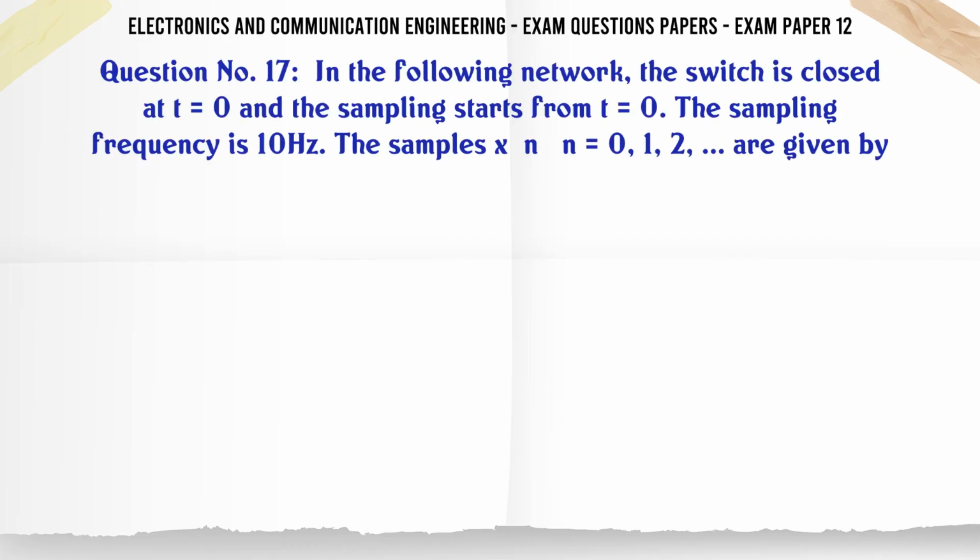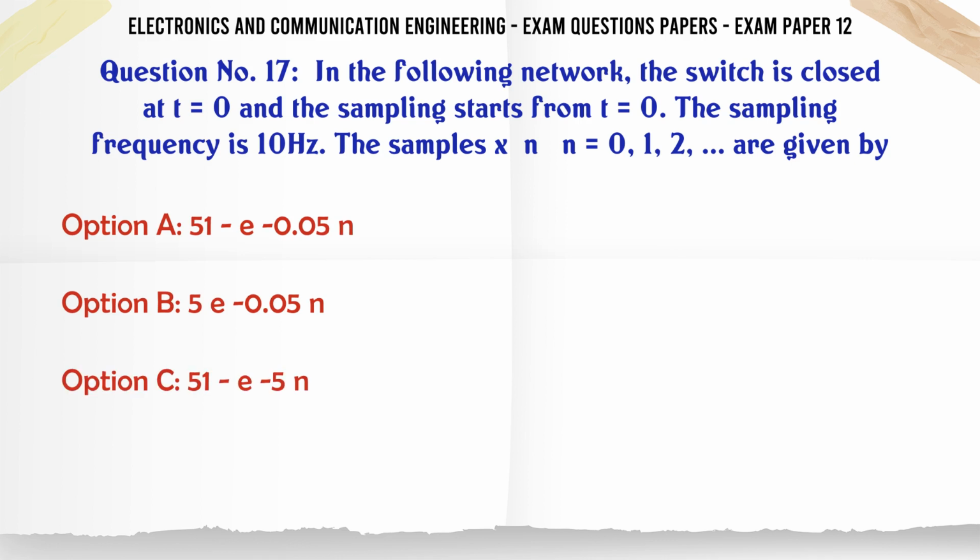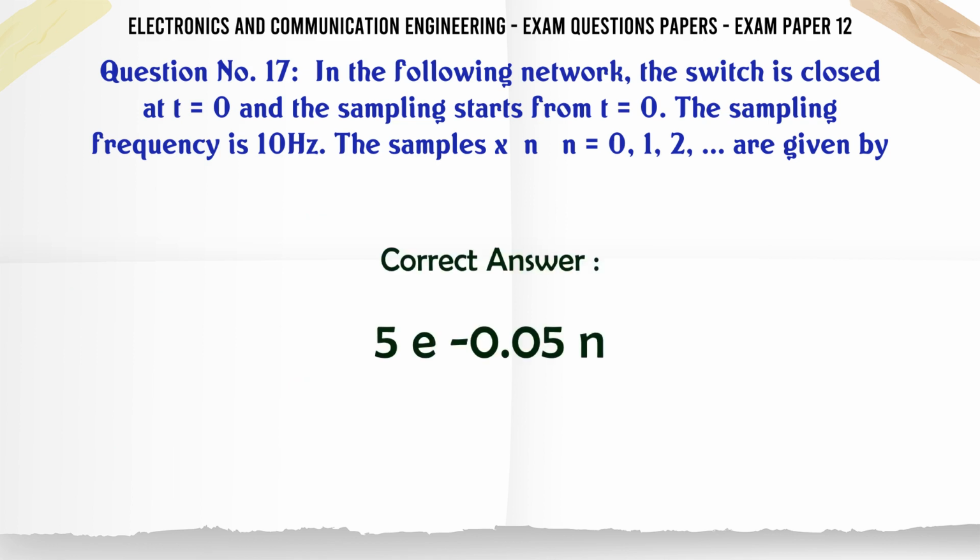In the following network, the switch is closed at T0 and the sampling starts from T0. The sampling frequency is 10 Hz. The samples XNN012 are given by A51E 0.05N, B5E 0.05N, C51E5N, D5E5N. The correct answer is 5E 0.05N.